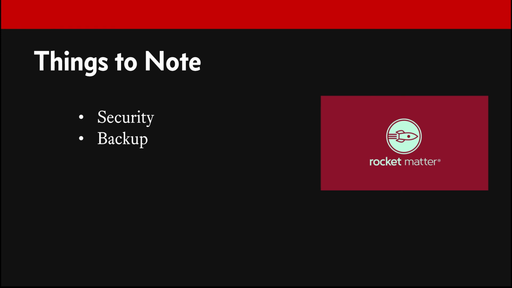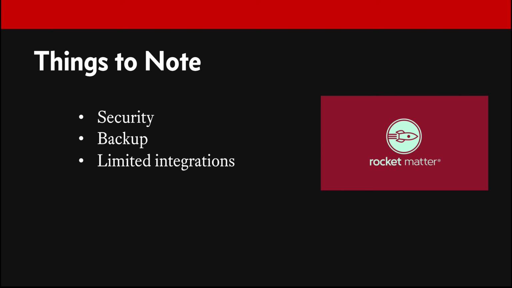Rocket Matter backs up its databases throughout the day to standby machines and copies those backups to a remote facility daily. Rocket Matter also offers the option to manually download your billable time, matters, calendars, and contacts. After you get that information from Rocket Matter, you can back it up locally.